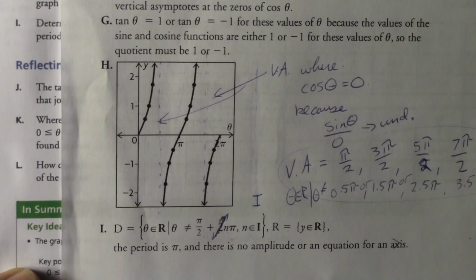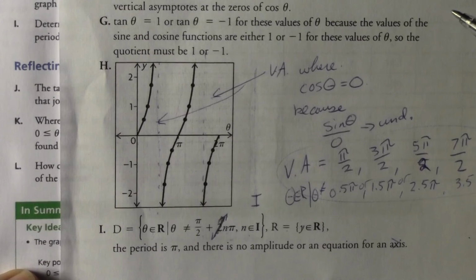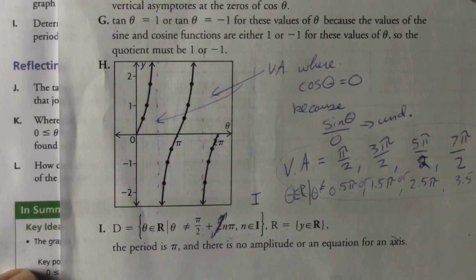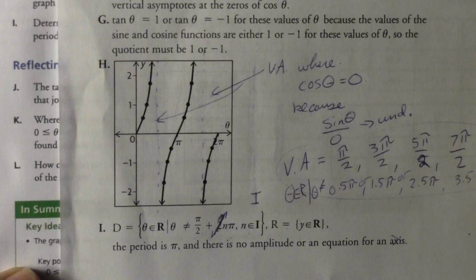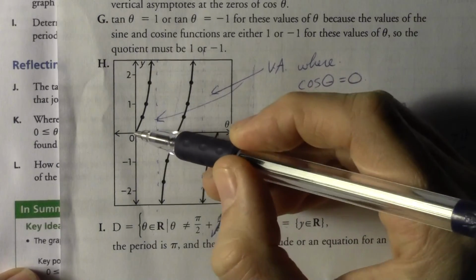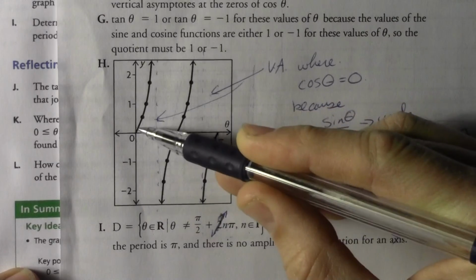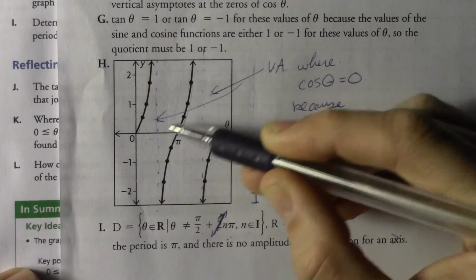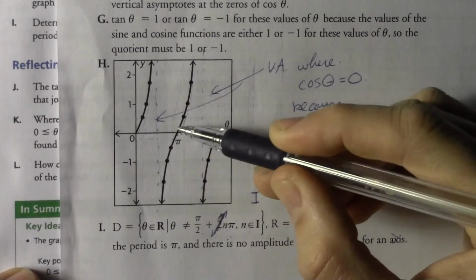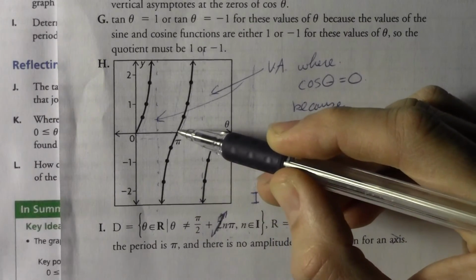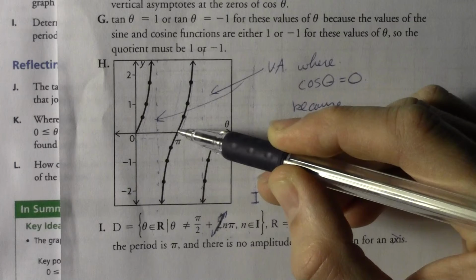Is it pi over 2 plus pi? Anyone else? Yeah, Luke? Just pi. Yeah, it's pi, right? Because from here to here, see how it's the exact same point there and there? It's going to go up. So from there to there is pi. That's the period. That's the amount of x value it takes to start repeating itself.